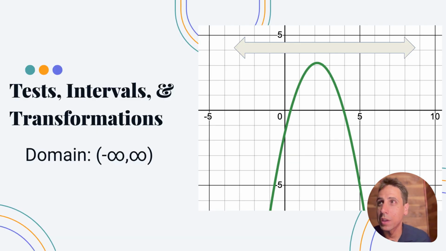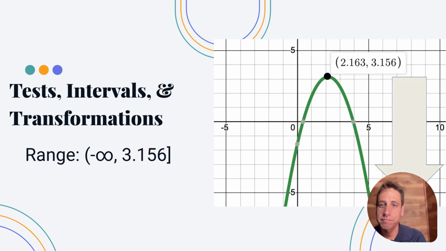So the first big category is just tests, intervals, and transformations. So you have to report what the domain is, and you get the domain by collecting all the x values and putting them in interval notation from left to right. The range you also have to report, and you get it from collecting all the y values, again from bottom to top. And you can see here, this on the left is interval notation.